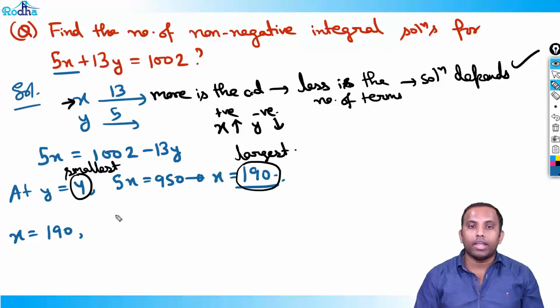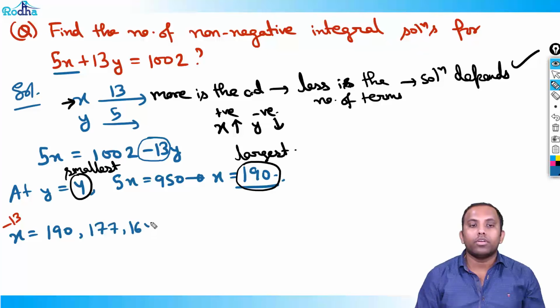Now after x is equal to 190, x will decrease in steps of minus 13, the coefficient of y. So we can simply write 190, 177, 164, and so on, till I want a positive number. So what is the form of the series? 190 is the first number, decreasing in steps of 13. So I can write 190 minus 13k.